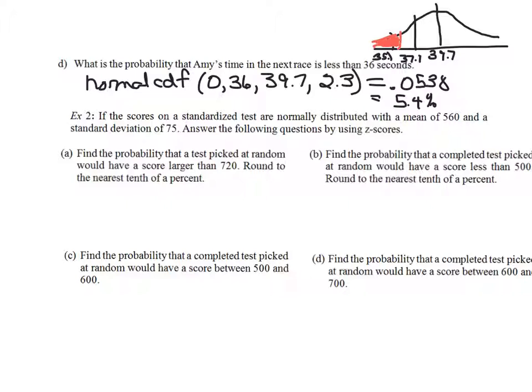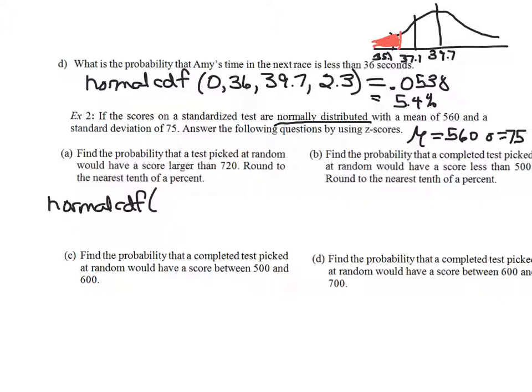Okay, let's take a look at example number 2. If the scores on a standardized test are normally distributed, really important words there, with a mean of 560, so my mu is 560, and a standard deviation of 75, answer the following questions by using z-scores. Find the probability that a test picked at random would have a score larger than 720, and then round to the nearest tenth of a percent. So we're going to again do our normal CDF.